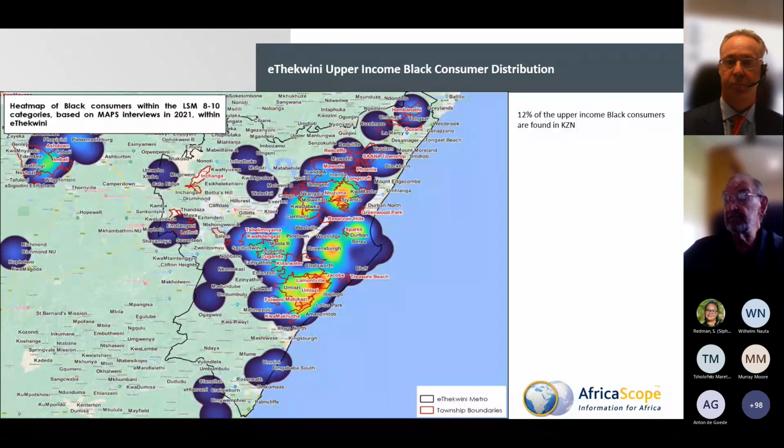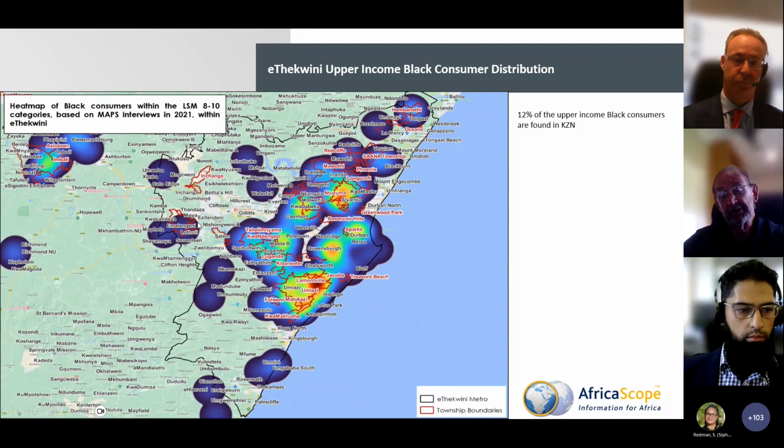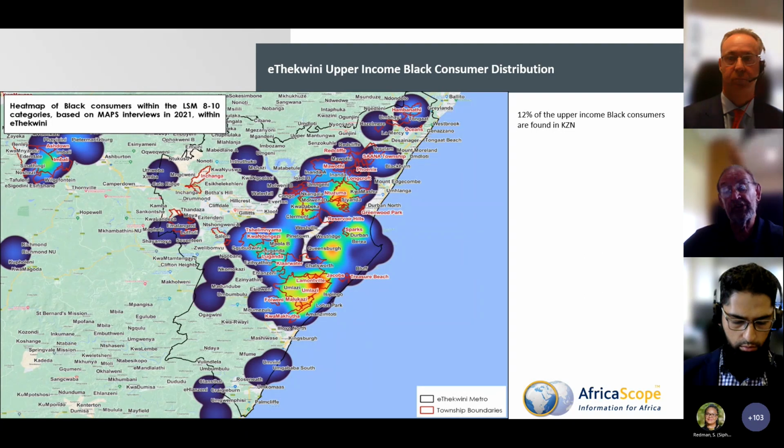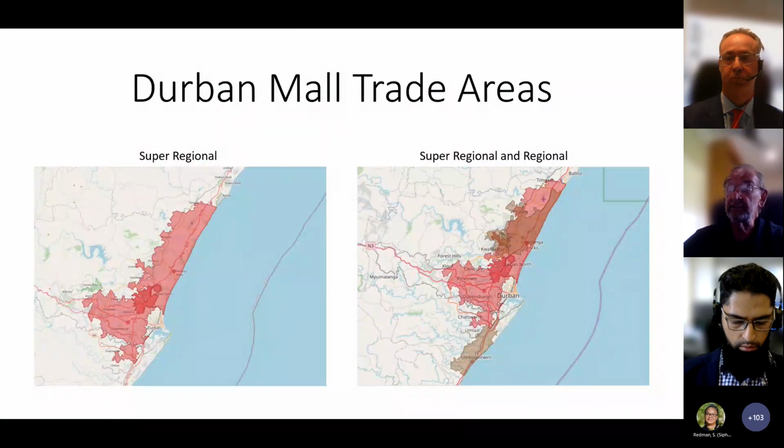Again, we see the concentration of upper income Black consumers much around Umlazi, to a lesser extent around KwaMashu. But interesting to see, for example, those that know Umgababa, you're seeing a significant developing area down the south. So being able to map and model these pockets of upper income earners, we are able to make predictions as to where we see growth going in the future and where opportunities will exist for malls, for outlets in the future.